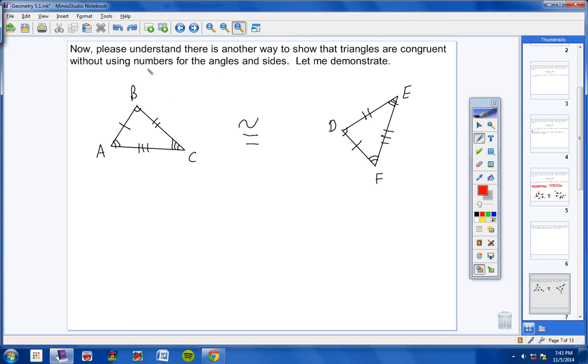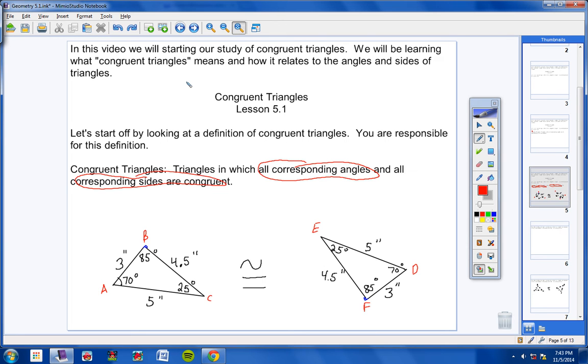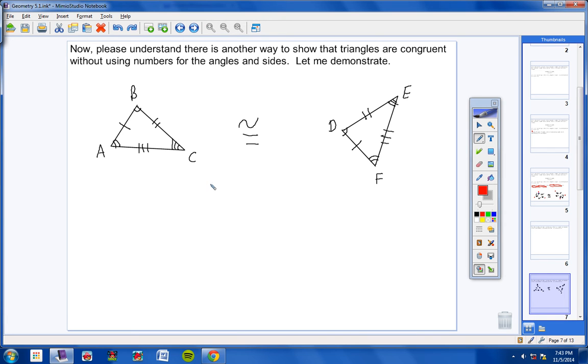Okay? Look at angle C. Angle C has 3 marks. Well, so does angle E. 3 marks. So do you see how you don't always need numbers like we did back here to show that angles are congruent? Or for that matter, sides either. You can use marks, okay? So please understand that.